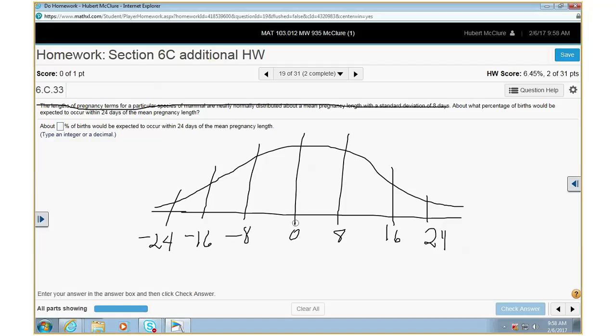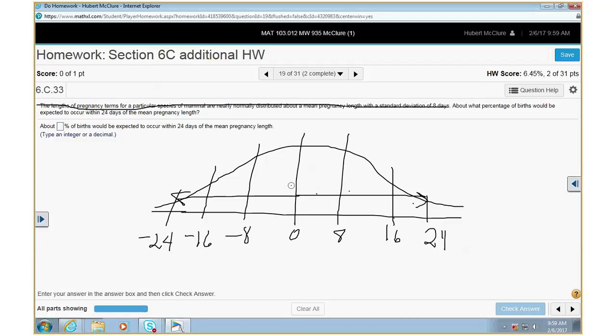Now, 24 days means 8 days early or 8 days what? Late. So that's 16. So 24 would be what? Well, you've got 1, 2, 3. That's 24 this way, and then 24 this way. The question is kind of misleading. Some people think 12 days on this side and 12 days on this side. That's what a lot of people think.